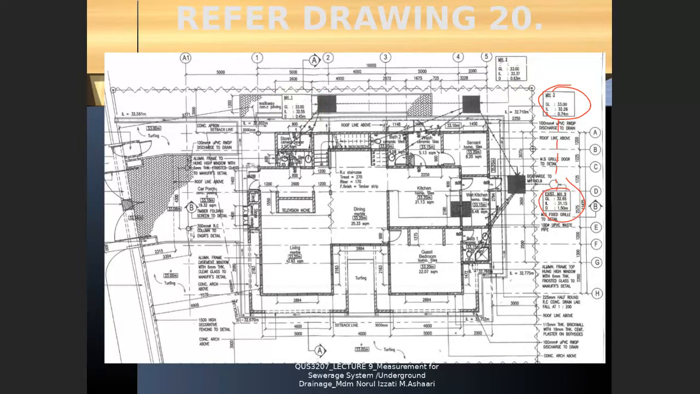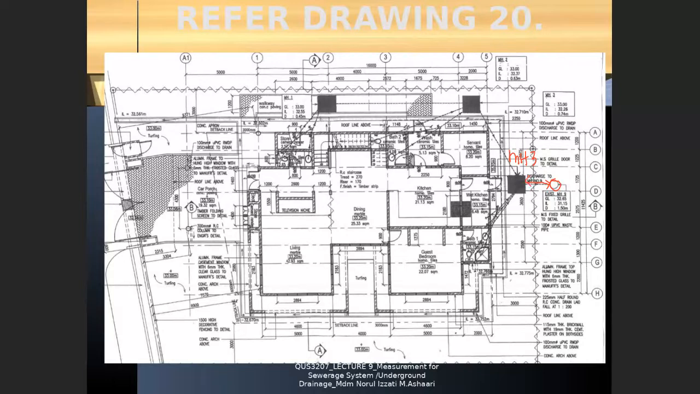Sorry, the dotted line had been given. This is manhole number 3. This is MH3. And this one, the small one, is the existing manhole. So when you would like to measure, you have to measure the length from this point to this point. This is the answer for the trench excavation.